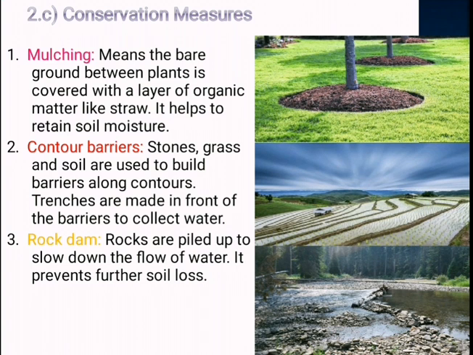And third one is rock dam. Rocks are built up to slow down the flow of water. It prevents further soil loss. With the help of stone, we make small dams and it will avoid the soil erosion.